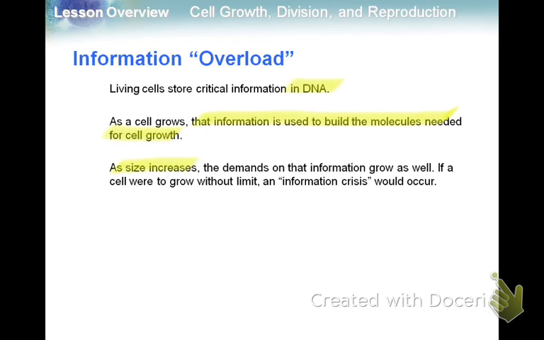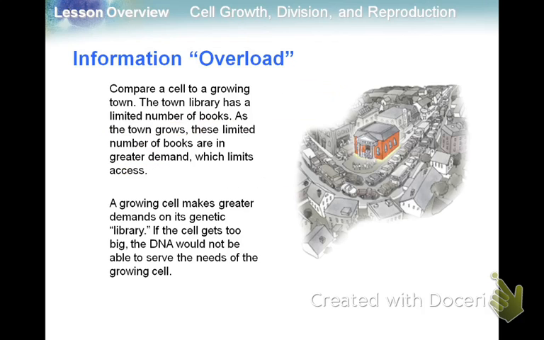As a cell gets bigger, then the demands on that information grow as well. You have to produce more and more proteins to do what needs to happen within that larger space. If cells were to never divide, there would be a certain sort of information crisis.